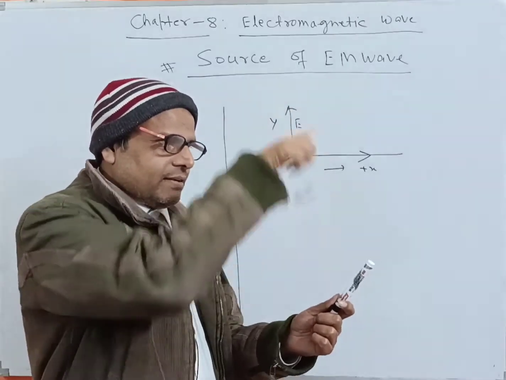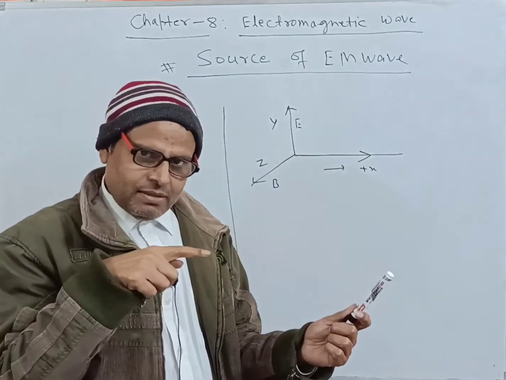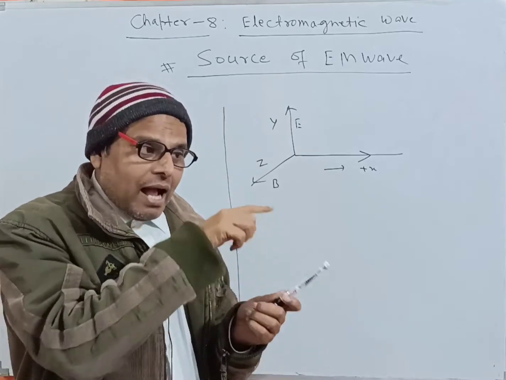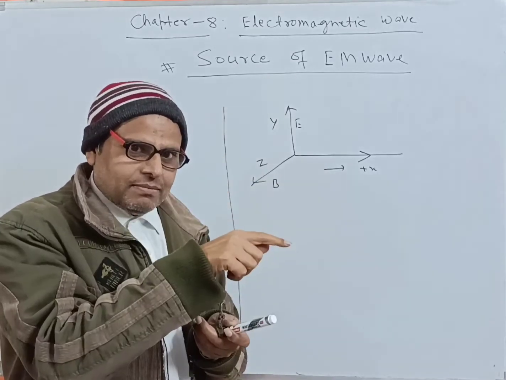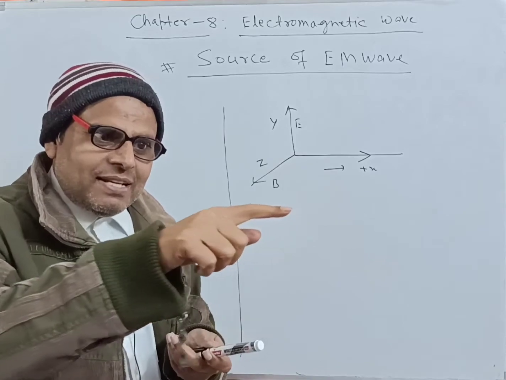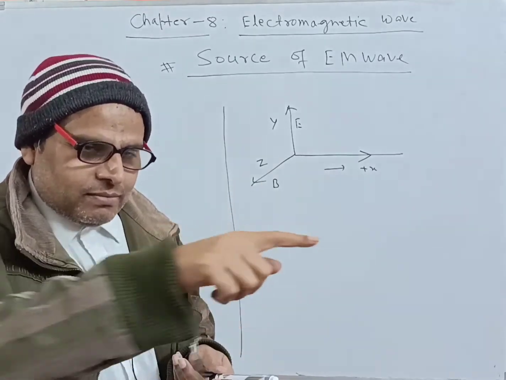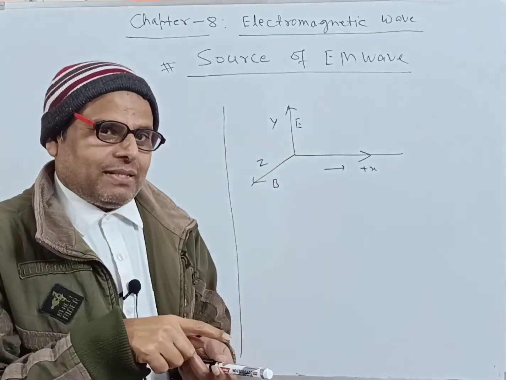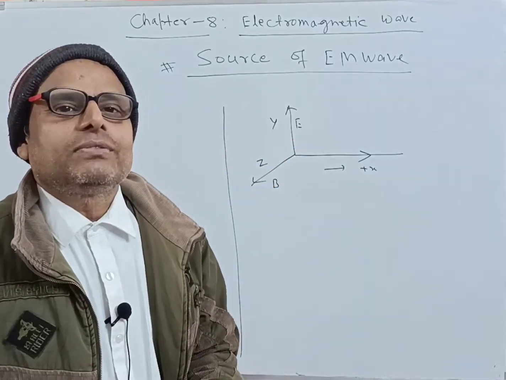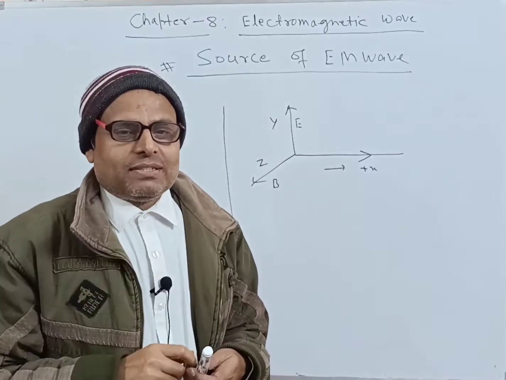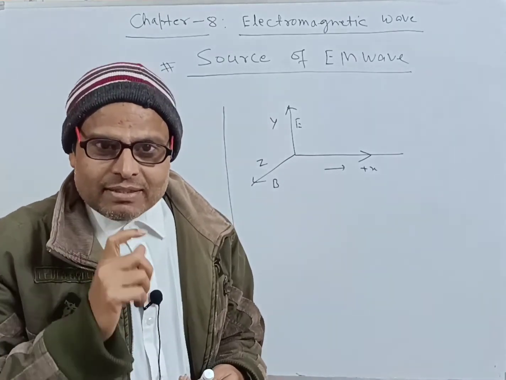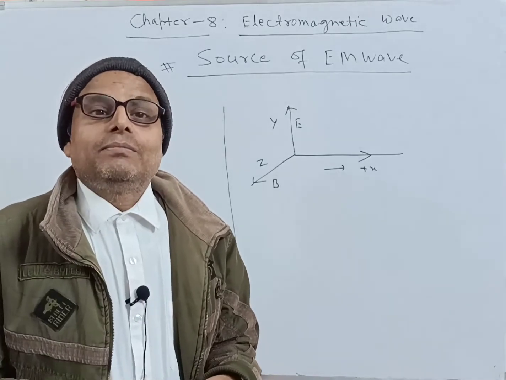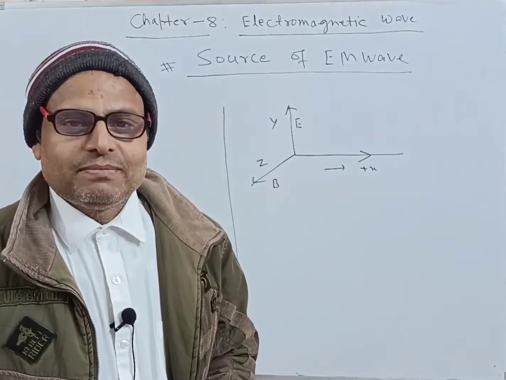Electric field vibrates perpendicular to magnetic field, or magnetic field vibrates perpendicular to electric field, and at the same time the wave propagation is perpendicular to electric field as well as magnetic field. Means direction of wave propagation, electric field and magnetic field, all three are mutually perpendicular. Okay?